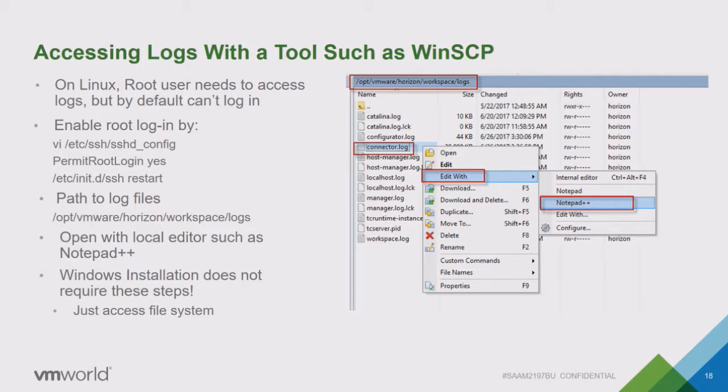For those of you who have traditionally deployed the Identity Manager connector, the OVA file, so the Linux appliance, you need to do this through something like WinSCP. All right, so use WinSCP. The root user needs access to get those logs, but by default you don't get it. So enable root login. There's a couple of commands there to go in and do that. The path to the log file is under opt VMware Horizon workspace logs. There's a variety of different logs in there, and we've got a screenshot of it, and we'll show you that in the console in a moment.